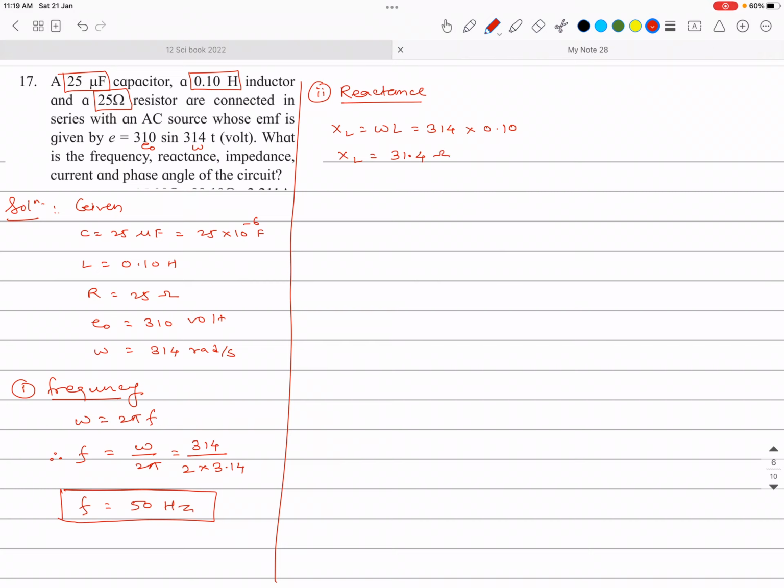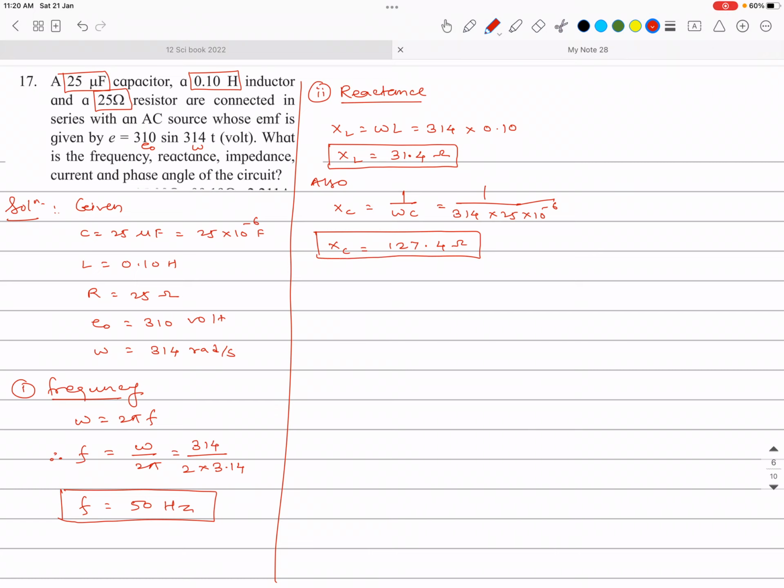Then we can find out capacitive reactance. Capacitive reactance Xc is given by formula 1 upon omega C. So 1 upon omega is 314, C is 25 into 10 raised to minus 6. After solving this, we get 127.4 ohm is a capacitive reactance.